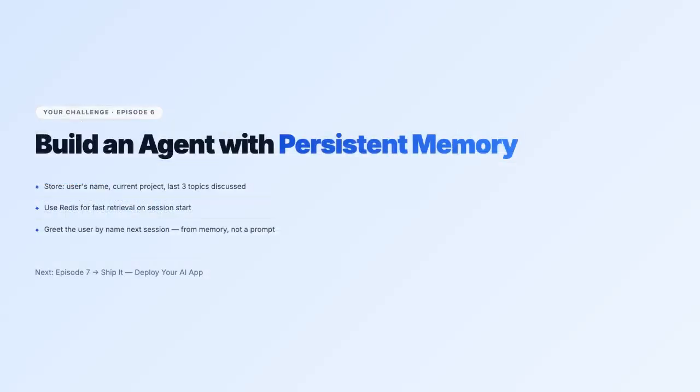Your challenge for this episode: build an agent with persistent memory using Redis or SQLite. Make it store the user's name, their current project, and the last 3 topics you discussed. Next session, it greets them by name and references their project without being asked. That single feature makes an agent feel personal. That is episode 6. Your agent now remembers. Next episode, episode 7, we ship it to real users.